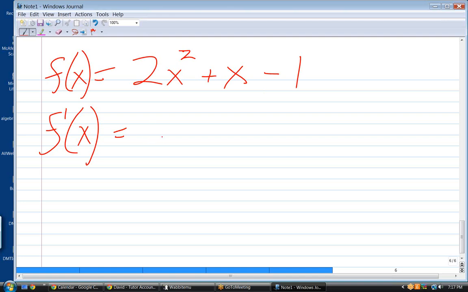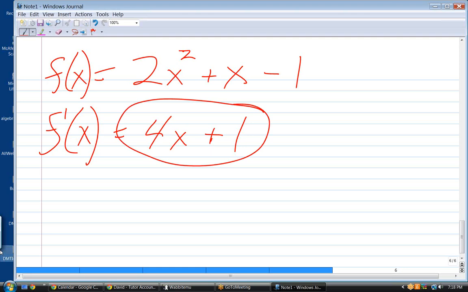What's the derivative of 2x squared? 4. Subtract 1 from the exponent. Right? In other words, you multiply that by that, and then you subtract 1 from that. Well, 2 minus 1 is 1, so that becomes 4x. What's the derivative of x? 1. And the derivative of minus 1? 0. So this is my answer.